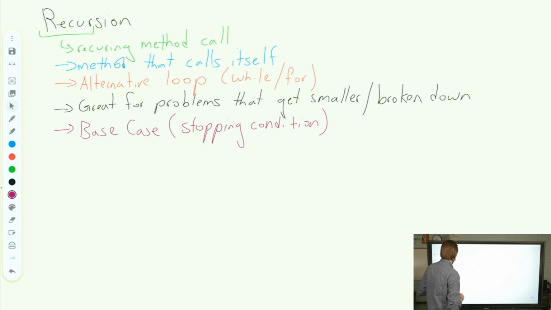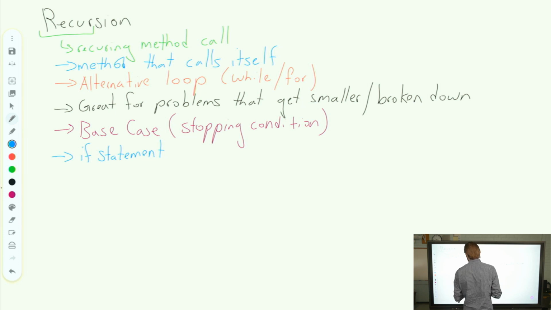So how do we do this? Well, we're going to do this with an if statement. That is the basis of how we're going to stop, generally using an if statement. And much like the while loop, inside the while loop we needed something to change in order for that stopping condition to happen. So we need an if statement and we need something to change in our method. Something needs to change.